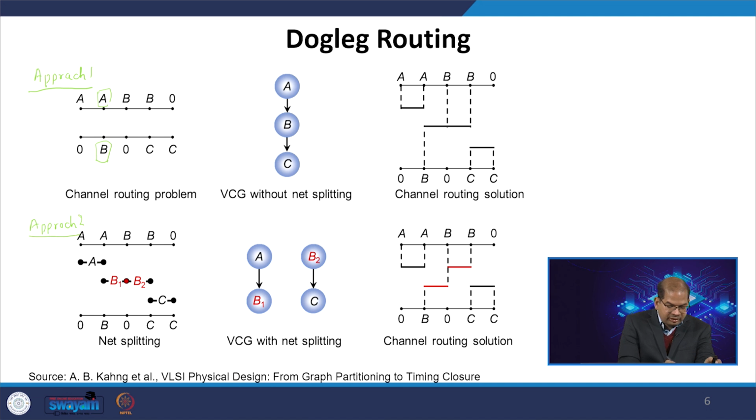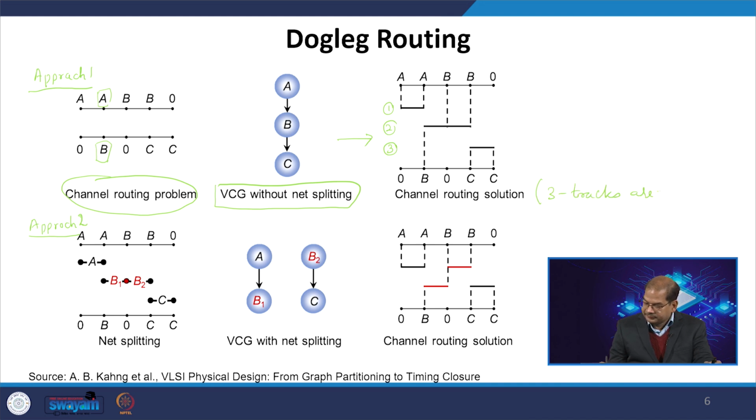In case of approach 1, we are not doing any kind of net splitting. What are we doing first? We are creating the vertical constraint graph without net splitting. This is the channel provided to me, then I created my vertical constraint graph without net splitting. That results in my channel routing, and I end up with this kind of routing, where I am using the first, second and third track. So, 3 tracks are used in this solution.